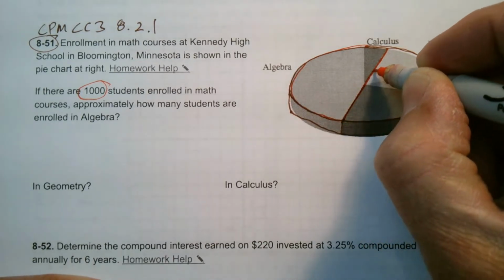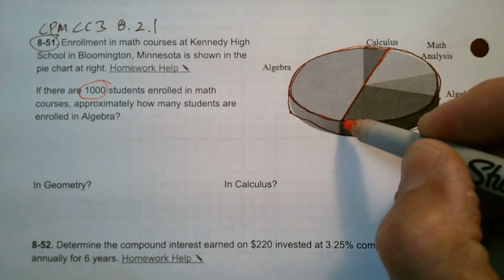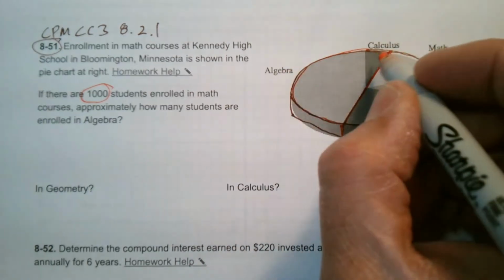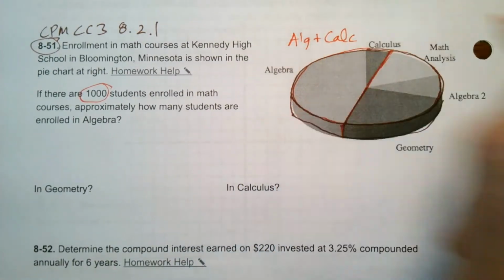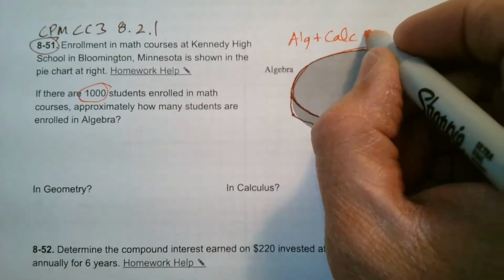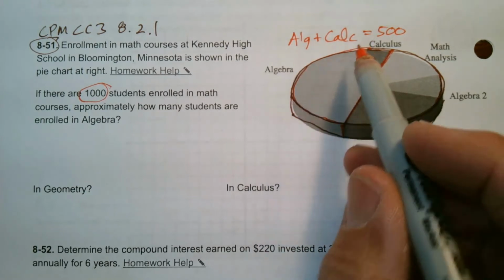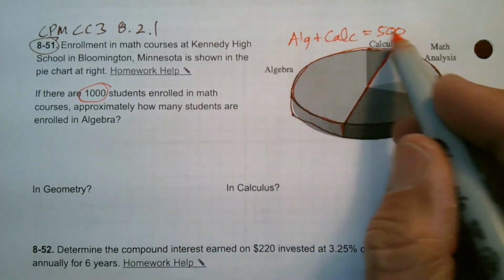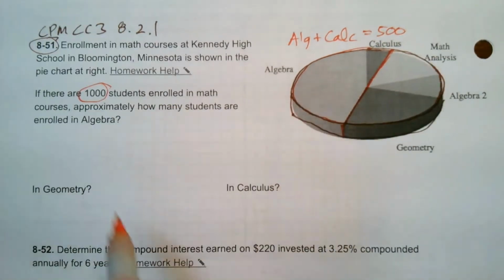So if you connect this part of the pie and then all the way through to the end, that part right there is half. You can see that cutting it in half. So that's half the circle. So algebra plus calculus, those two courses have a total of 500 students enrolled together, right? Because we're looking at algebra and calculus. So I know together there's about 500, because that's half of the 1,000.